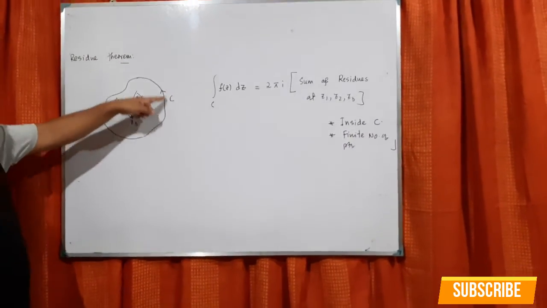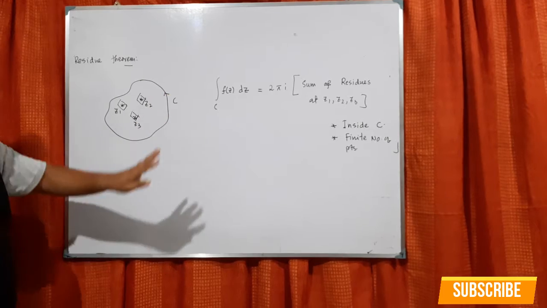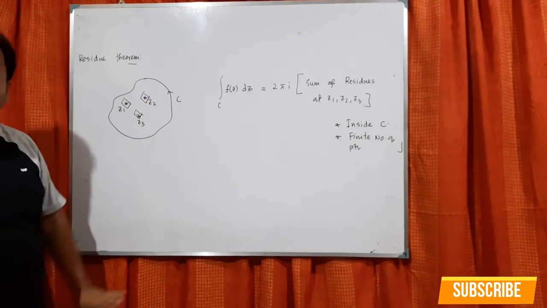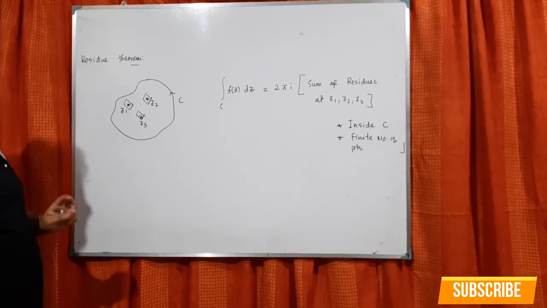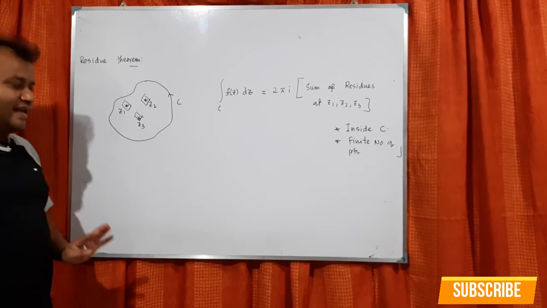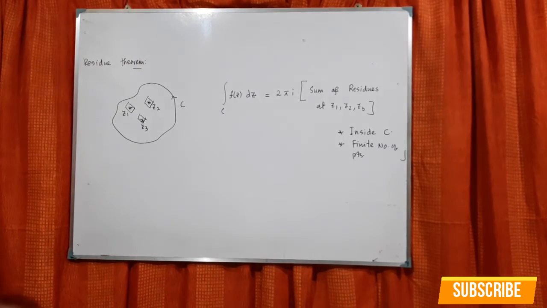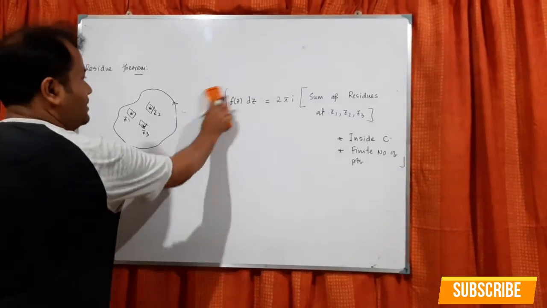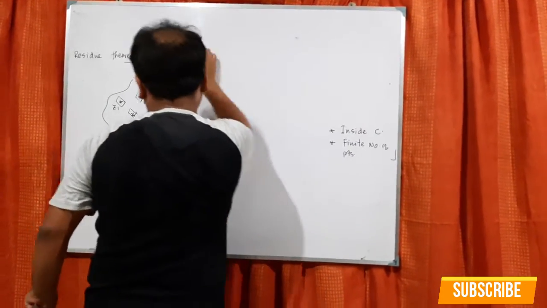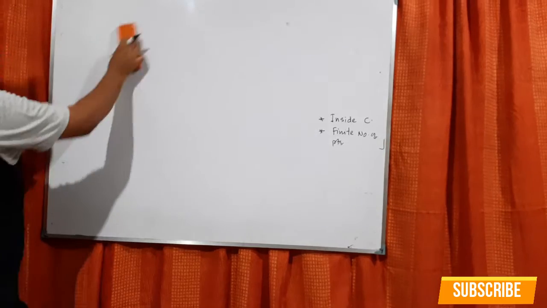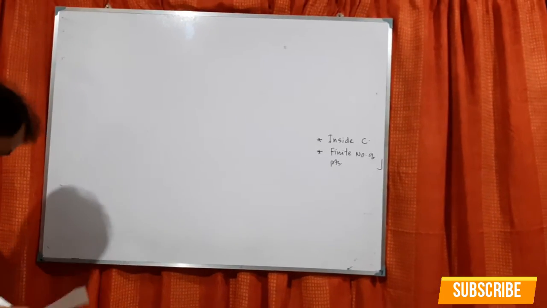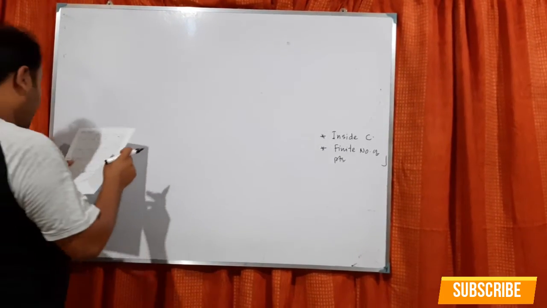Okay? So if there are infinite number of points, it is not possible to calculate residue for infinite number of points. So there must be finite number of points. So let us give an example and we can then conclude. This is a very simple example.